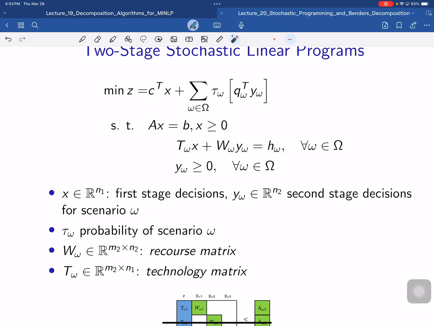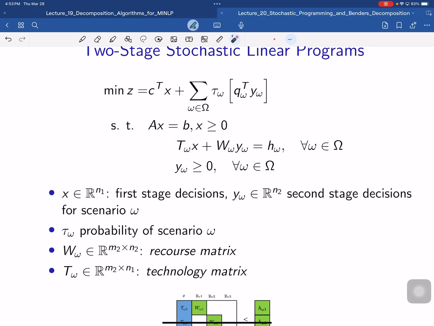In the literature, this W is called the recourse matrix, because this W matrix is associated with the second-stage variables. Second-stage variables are also called recourse variables, so that's why it's called the recourse matrix. And this T matrix in the literature is called the technology matrix.